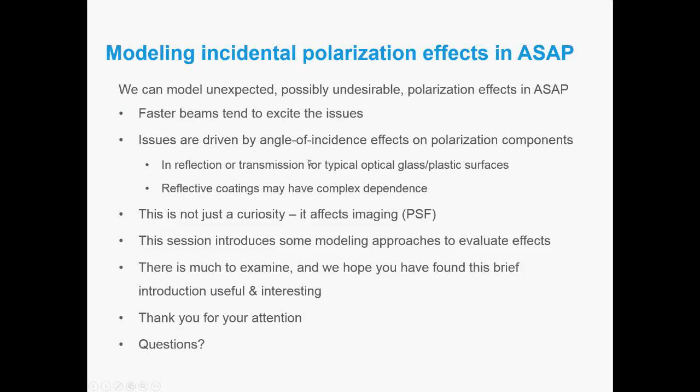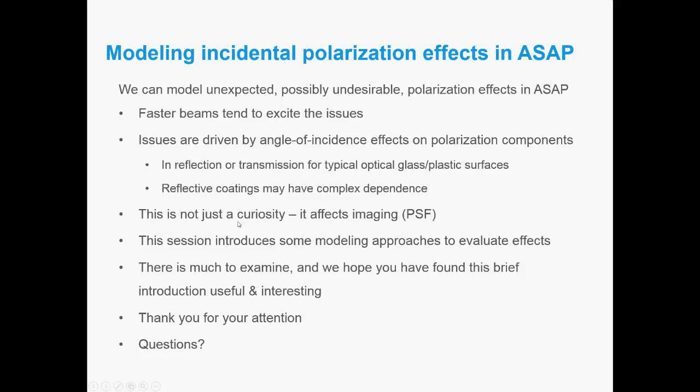So we can model these unexpected and possibly undesirable polarization effects in ASAP. Faster beams tend to excite the issues more, as they do regular aberrations. The issues are driven by the angle of incidence effects on components, and not just classical polarization components, but as I said, all components are polarization components to some extent, and at high enough angle of incidence, very dramatic. So this works in reflection or transmission for typical optical glass plastic surfaces, as well as for reflective coatings that may have a pretty complex dependence because of the complex index.